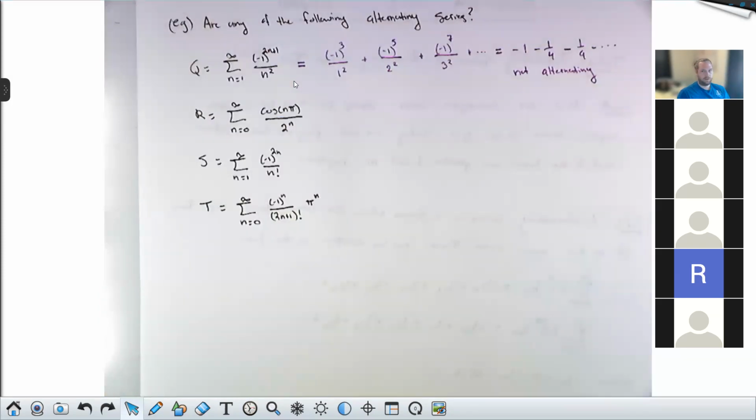So kind of the lesson here is that just because you have a power of -1 doesn't automatically mean you're alternating. Why did this series not end up alternating? What is it about this thing that made all the terms negative? About these numerators.